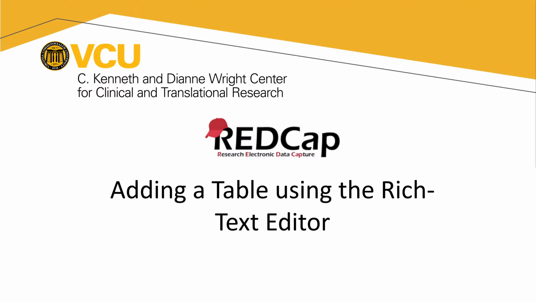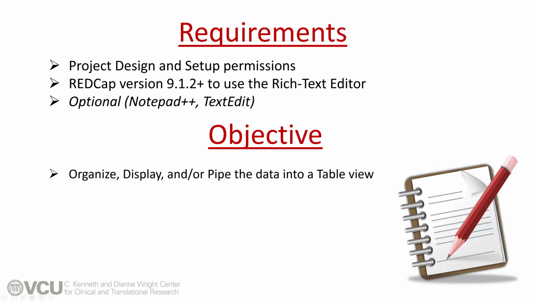Today's topic will be learning how to add a table to the field label using REDCap's built-in rich text editor. The minimum requirements are that you'll need project design and setup permissions, and to be on REDCap version 9.1.2 or higher. Optionally, you can use Notepad++ or the text edit program if you prefer editing and pasting a table source code from there. In this lesson, we'll show how to organize and display information into the table. If you want to learn more about piping, feel free to check out the link in the description below.